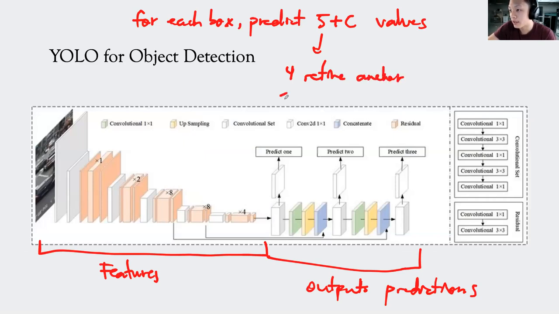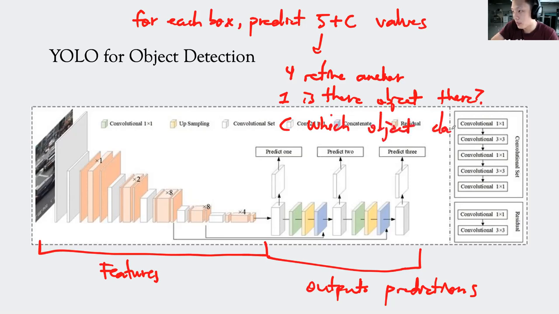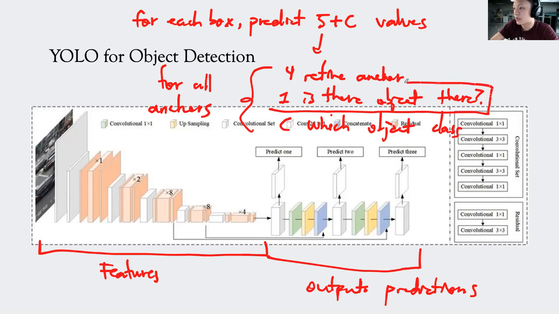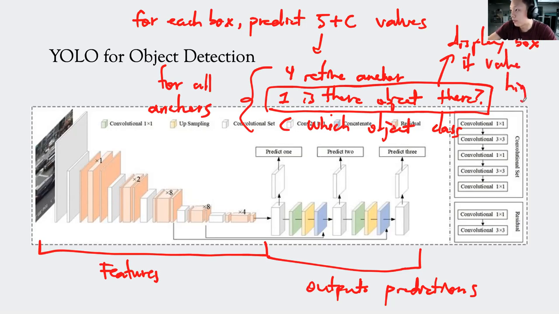So once you've refined the anchor, you can determine, is there an object there? And then for the C values, it is which object class. And so when you put all these together and you do this for all anchors, you can basically find the ones where this value is super high. You want to find all the ones where there is probably an object there, and you can just display them. Display the box if this value is high, right? So it basically just goes through the entire image.